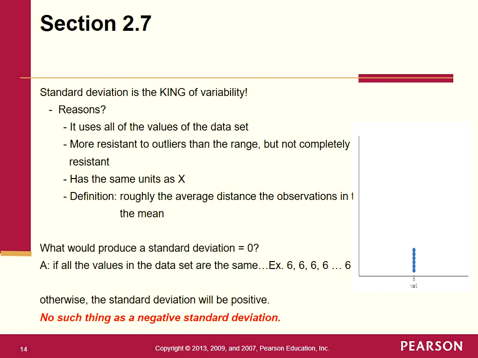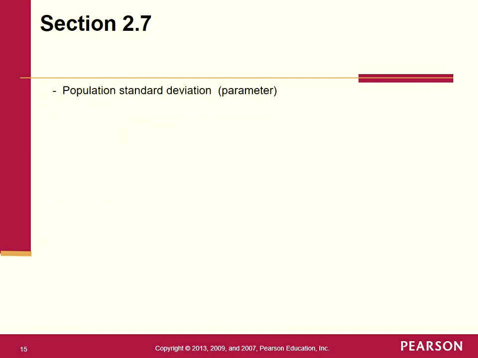Okay. So there's no such thing as a negative standard deviation. All right, let's talk, this is the last thing about the standard deviation as far as just generalities, then we're going to start to apply it.